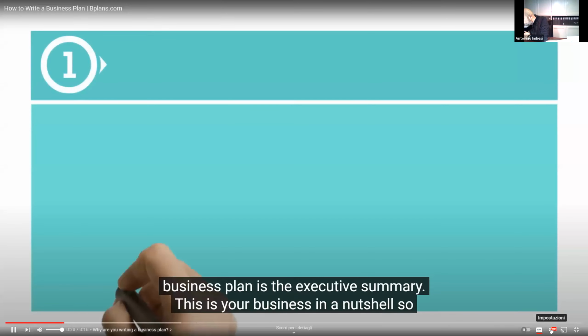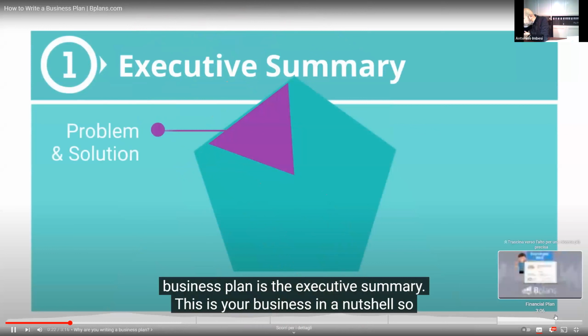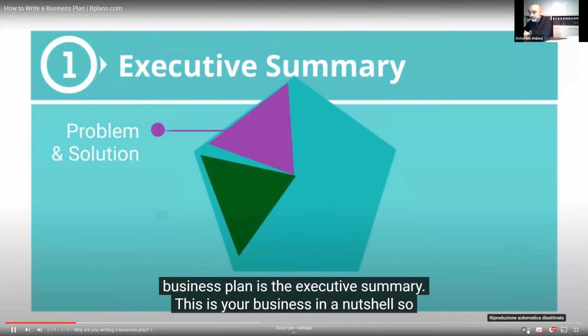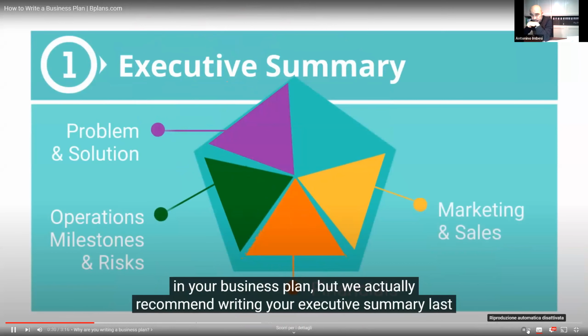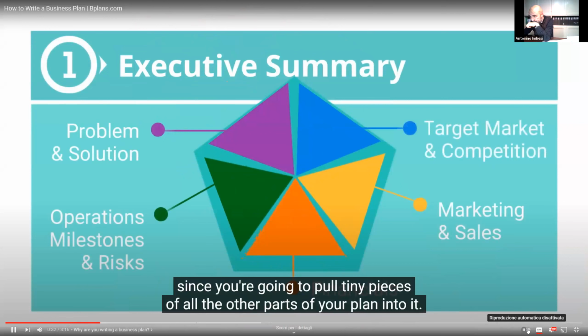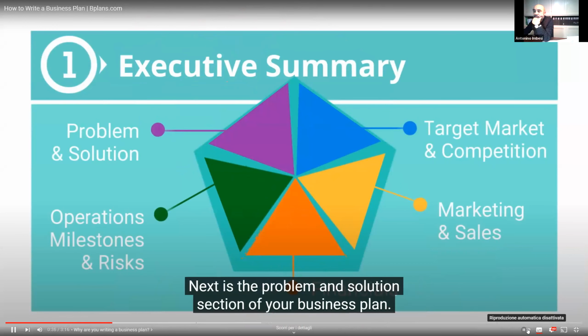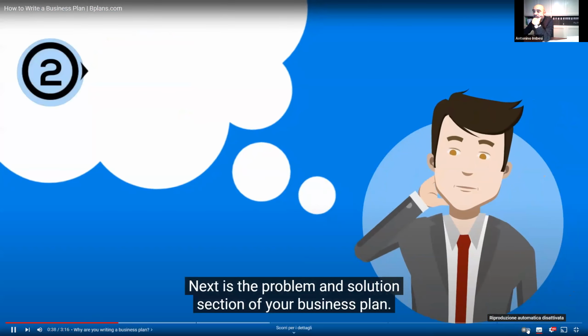The first section of your business plan is the executive summary. This is your business in a nutshell, so try to fit it in 1 or 2 pages. This is always going to be the first thing you see in your business plan, but we actually recommend writing your executive summary last, since you're going to pull tiny pieces of all the other parts of your plan into it.